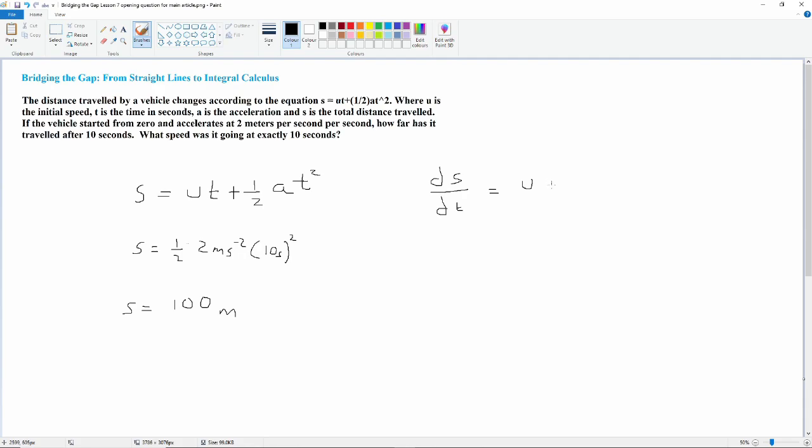And then we're adding to that a half times at squared. So now the 2 is multiplied by the half to give 1. And then we've got a times the t, and now instead of raised to the power 2 it's raised to the power 1, so that's just a t.